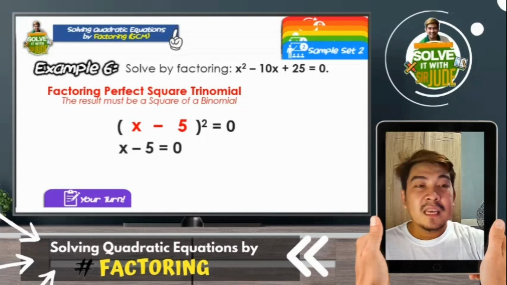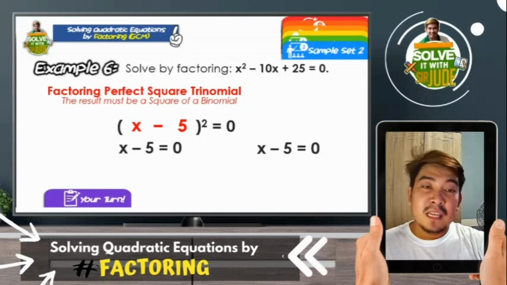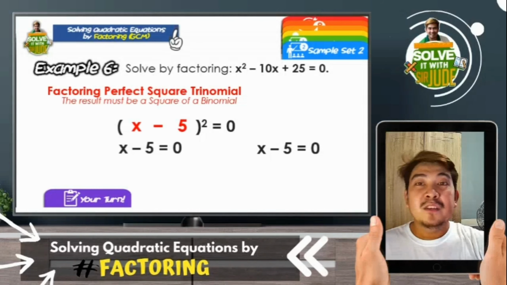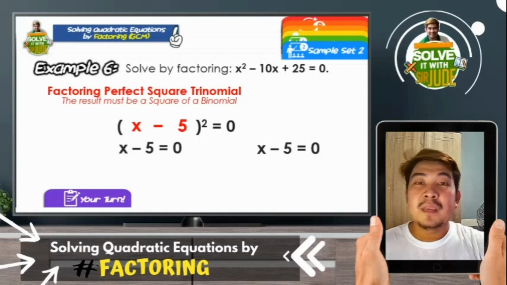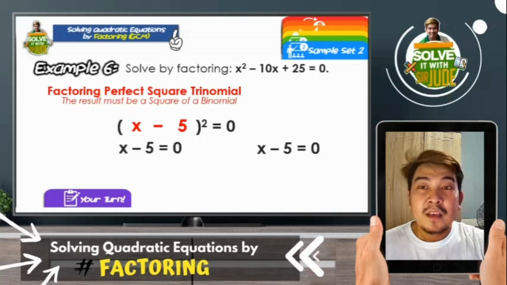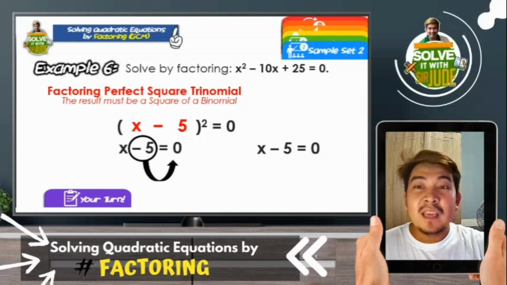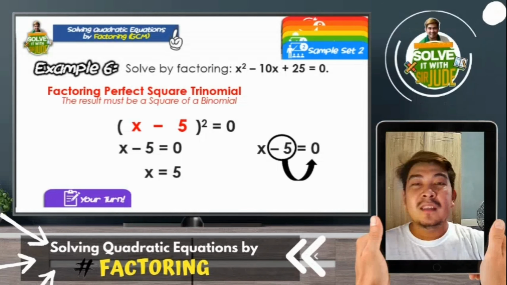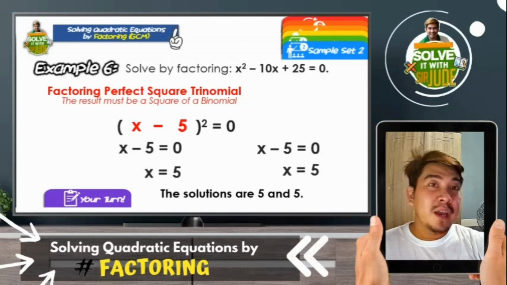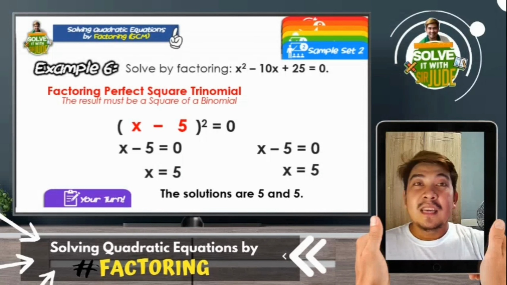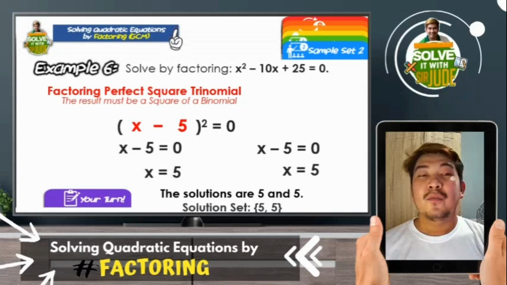If we notice, since there are two factors of x minus 5, since it is squared, there should also be two equations in applying the zero product property. So, that will be x minus 5 is equal to 0, and then the other one should be x minus 5 is equal to 0 also. So, if we are going to get the values of x, they are the same. Okay? The first value of x here is 5, and then the other one will also be 5. So therefore, the solutions are 5 and 5. And if you are going to rewrite it in a solution set, it will be the set of numbers including 5 and 5.